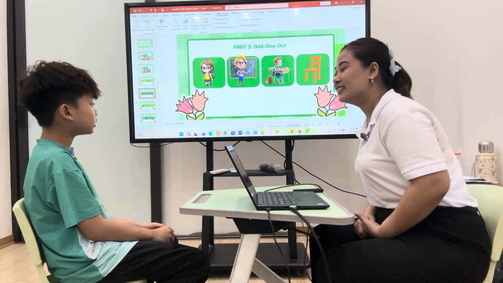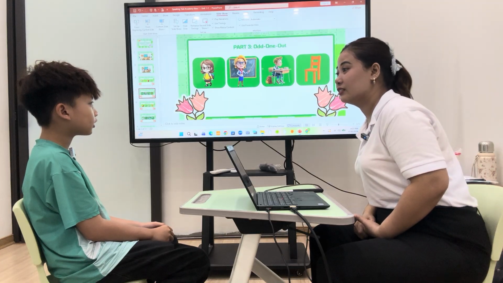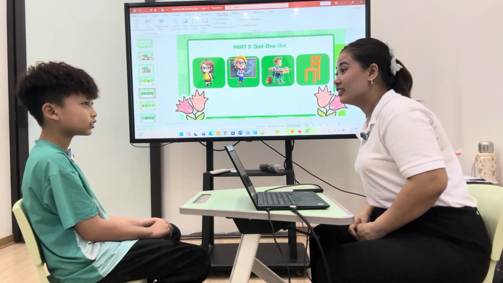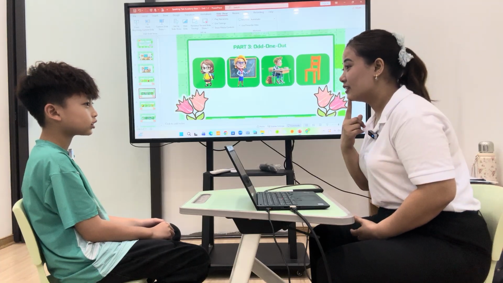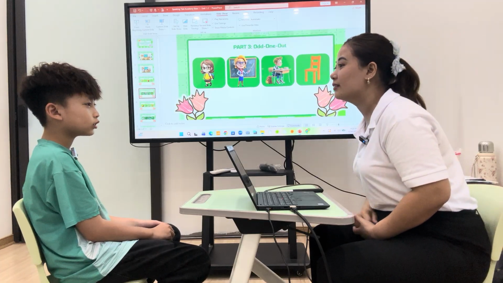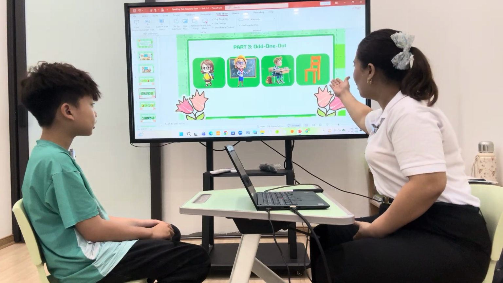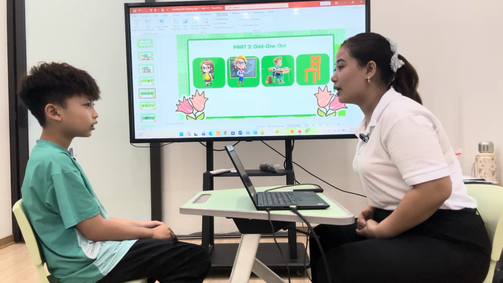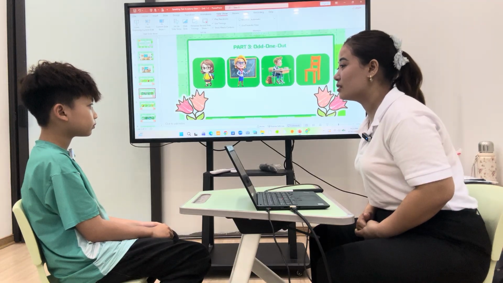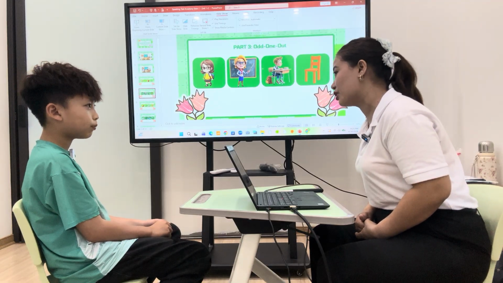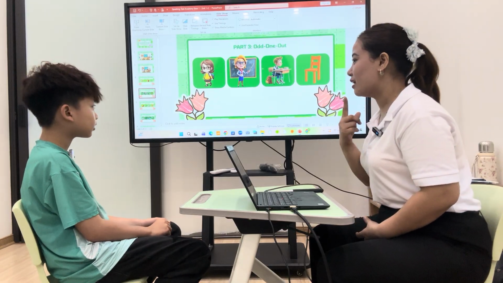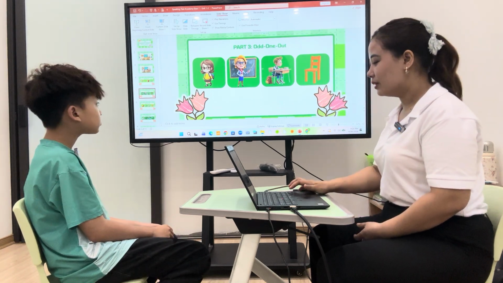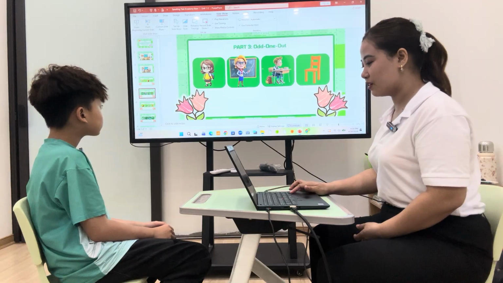Picture 4, what can you see in picture 4? It's a dress. It's a chair. Can you say chair? What is the color of the chair? Is it black? Is it orange? Is it brown? What's the color of the chair? Brown. So can you say it's a brown chair? It's a brown chair. Very good, Leo. So picture 4 is different.